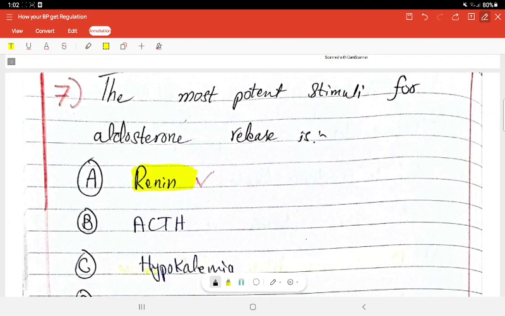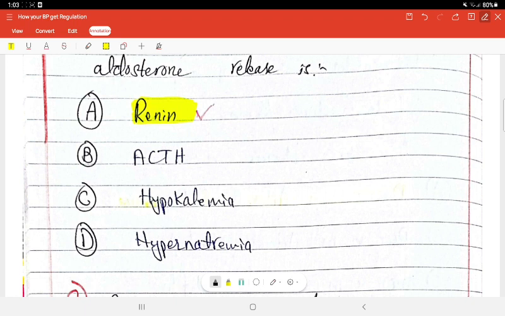Next, the most potent stimulus for aldosterone release is, see the options. First option renin, second adrenocorticotropic hormone, third hypokalemia, or fourth hyponatremia. So the correct one is renin.